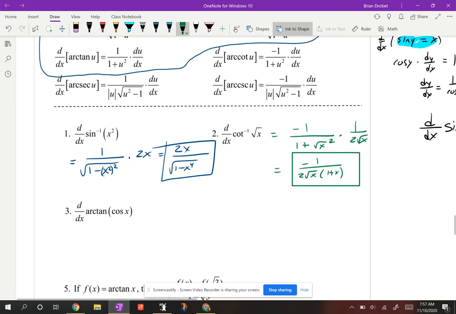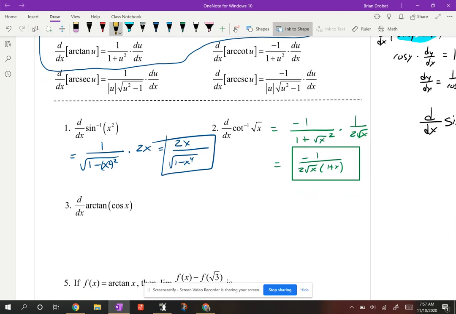Number 3, derivative of arctangent. So by the arctangent rule up above, I've got 1 over 1 plus u squared, which in this case u is cosine. So 1 plus cosine squared, multiplied by the derivative of the cosine, which is negative sine of x. So this is negative sine over 1 plus cosine squared. Again, really just following the formulas.